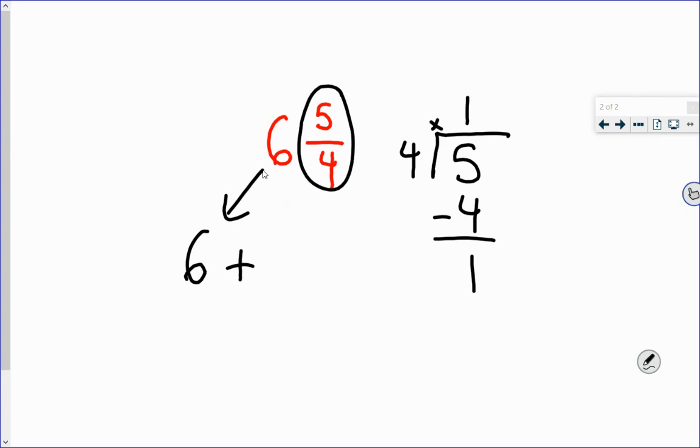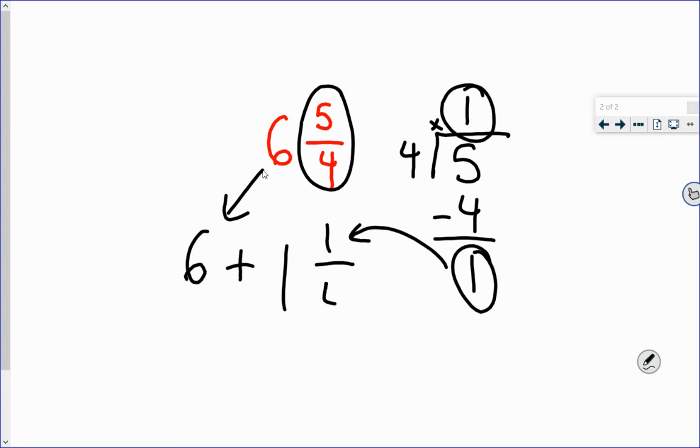How many whole times did 4 go into 5? 1. 1 whole time. How much was left over? 1. It goes right there. And the denominator stays the same. So 6 plus 1 1/4 is 7 1/4.